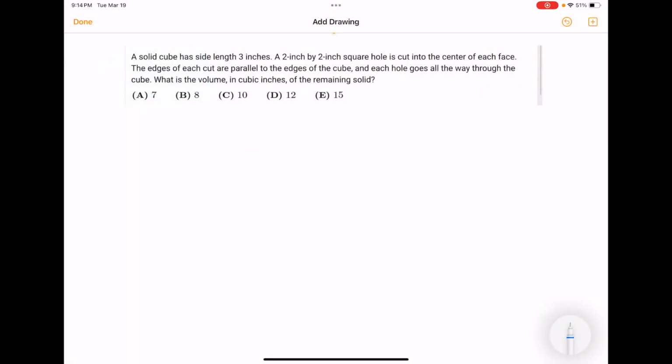The problem states a solid cube has side length 3 inches. A 2-inch by 2-inch square hole is cut into the center of each face. The edges of each cut are parallel to the edges of the cube, and each hole goes all the way through the cube. What is the volume in cubic inches of the remaining solid?